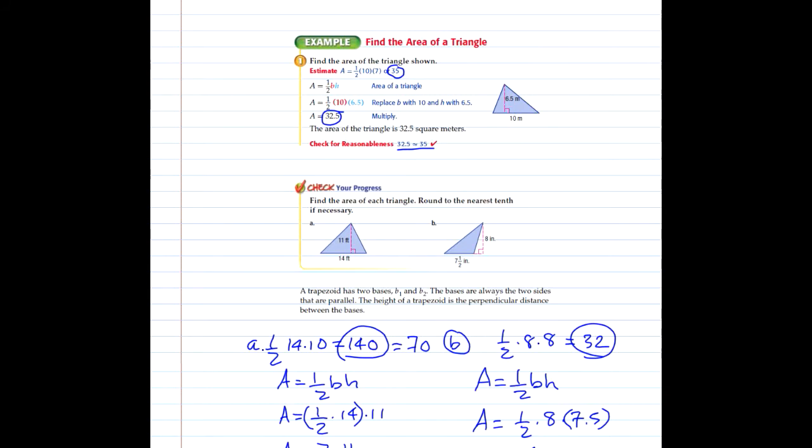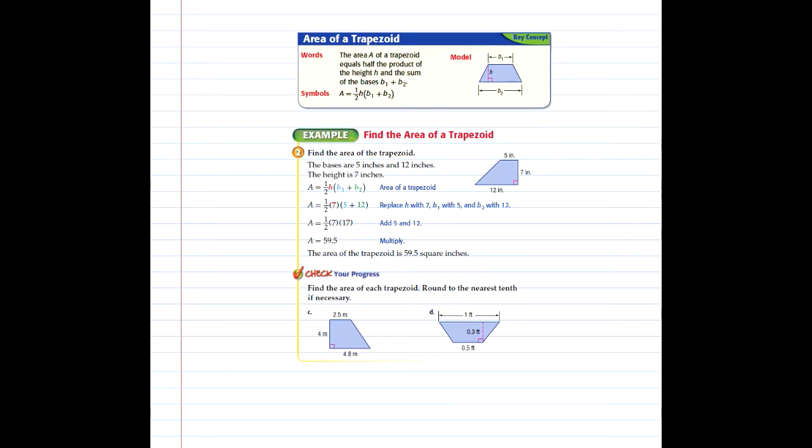It says a trapezoid has two bases, B1 and B2. The bases are always the two sides that are parallel. The height of a trapezoid is the perpendicular distance between the bases, like so. The area A of a trapezoid equals half the product of the height H and the sum of the bases B1 and B2. Here's our height right here. Here's B1, B2.